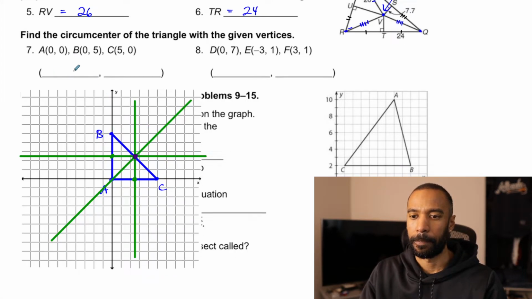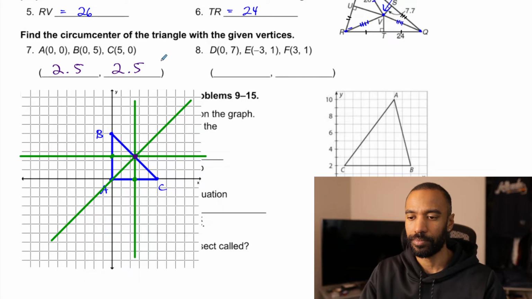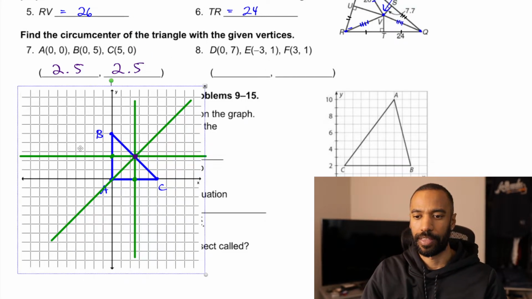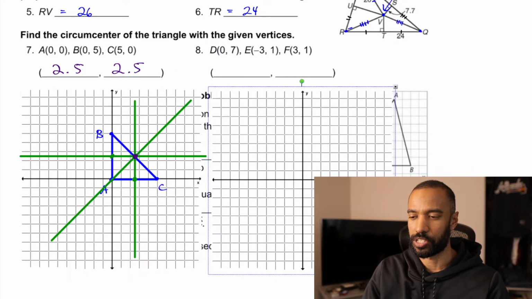Anyway, what did they want? They wanted the circumcenter right here. What is this location? It's 2.5 over, 2.5 up. 2.5, 2.5. There it is. A lot of work for that one. That's probably not needed. This one might need a little more work because it's not necessarily a right triangle.